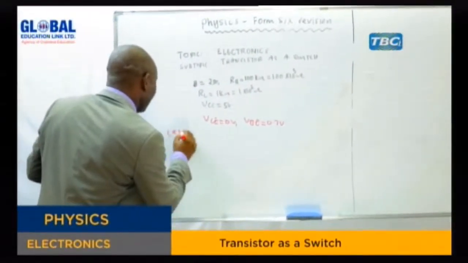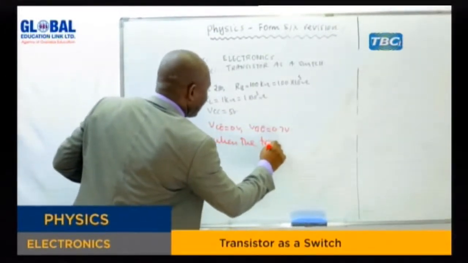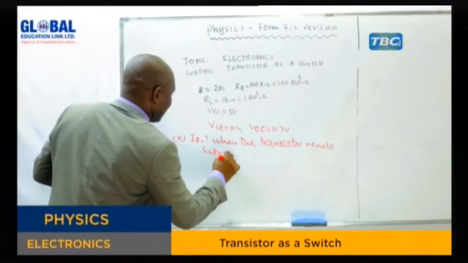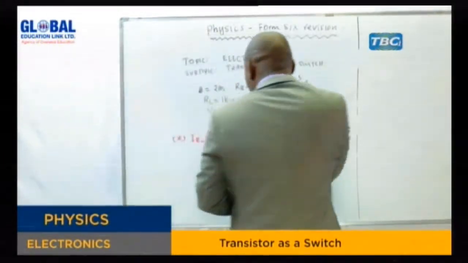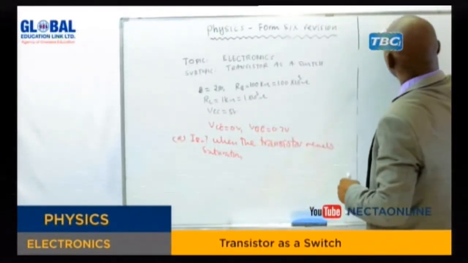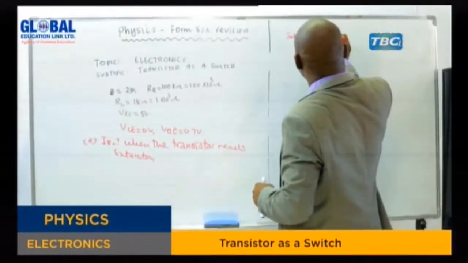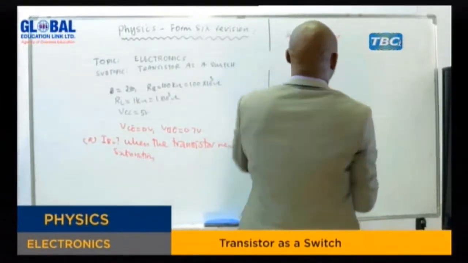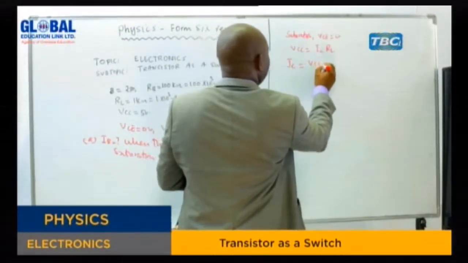Part A, find the base current when the transistor is at saturation. We are told to find the minimum base current. How do we find that? When the transistor is saturated, the first thing to find is the collector current. At saturation, we said VCE is zero. Then VCC equals the voltage across the resistance, so most of the supply voltage is across the load. So the maximum collector current is given by VCC over RL.